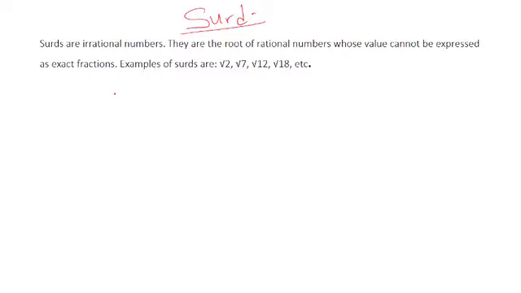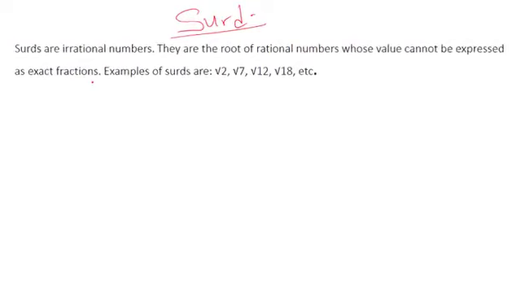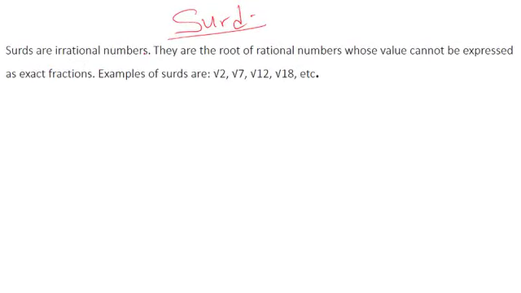Welcome back. Now what is Surds? Surds are irrational numbers. They are the roots of rational numbers whose value cannot be expressed as an exact fraction. Examples of Surds are root 2, root 7, root 12, root 18. We can go ahead and have root 13, root 23 as you proceed.